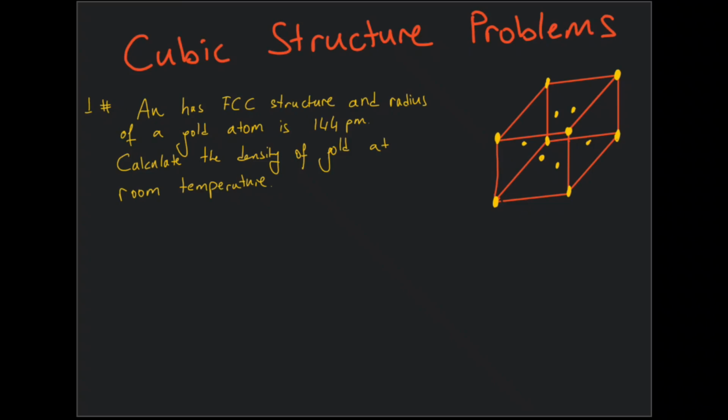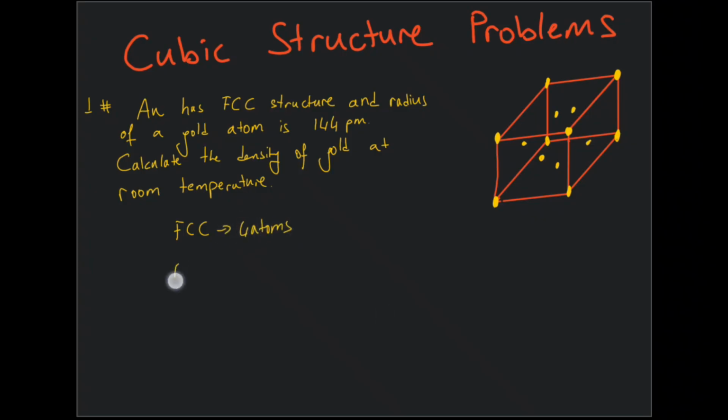Today I will solve the two cubic structure problems. First problem: gold has FCC structure and the radius of a gold atom is 144 picometers. Calculate the density of gold at room temperature. What we know is that gold has FCC structure, and FCC structures include 4 atoms.